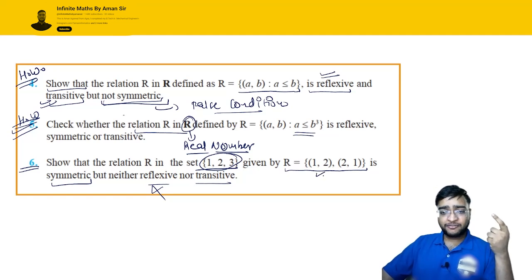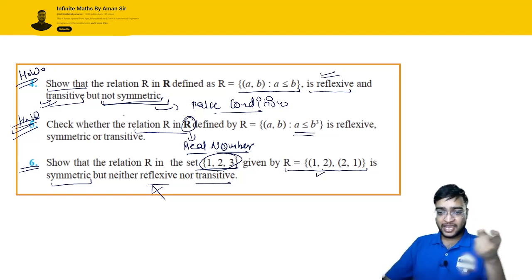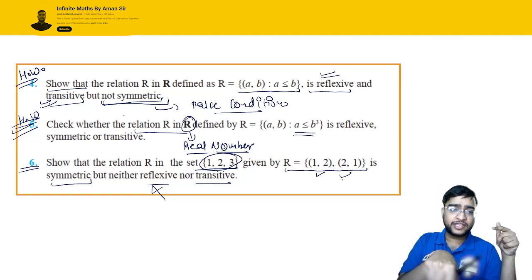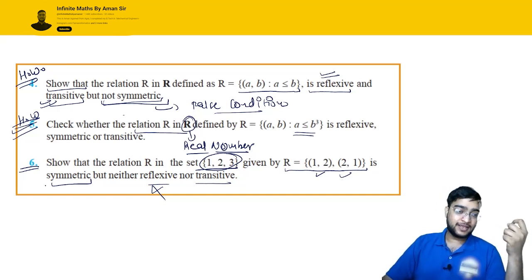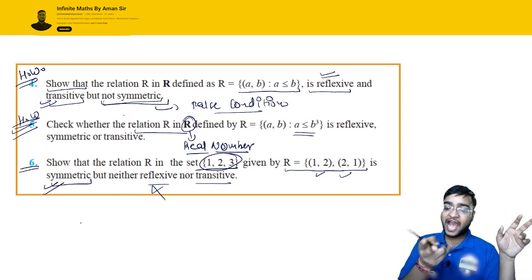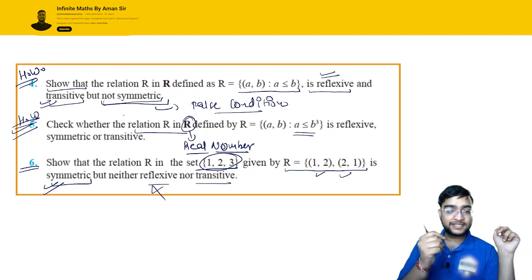So if I take (1, 2), then (2, 1) exists, and if I take (2, 1), then (1, 2) also exists. So is this symmetric? You can say yes, sir, because all those pairs are in reversing order. Okay, so my symmetric relation is this.